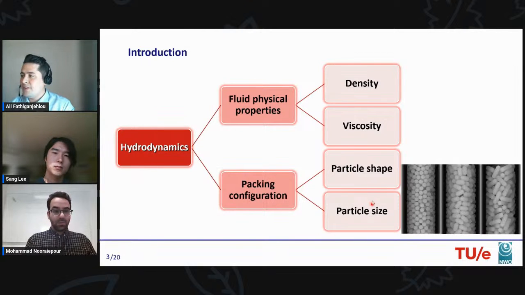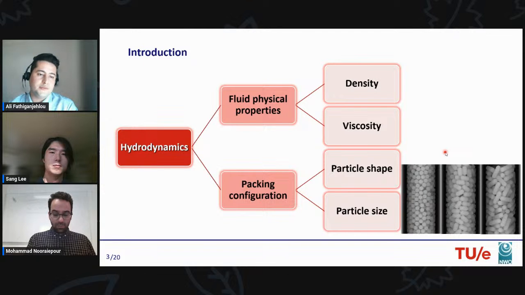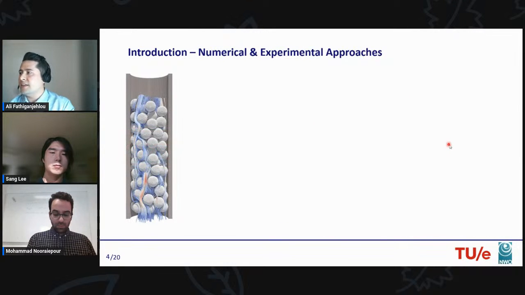The effect of particle size and shape becomes important, especially in the case of slender packed beds. In slender packed beds, the column to particle diameter ratio is usually lower than 10, and because of that, we have intensified wall effects. These slender packed beds are also preferred when we want to have controlled heat management in our system. There are various numerical and experimental approaches to investigate packed bed reactors.